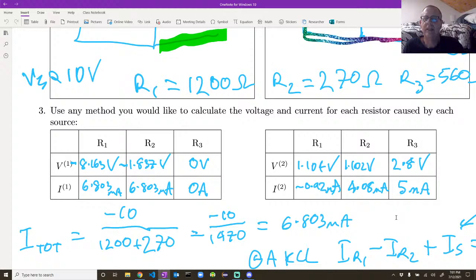LT-SPICE and mesh analysis should give you all of the same answers as summing the entries in each of these two tables. And that's the power of superposition, right? It lets you analyze each circuit separately, or the effect of each independent source separately, and then combine those effects into the overall solution for the values.